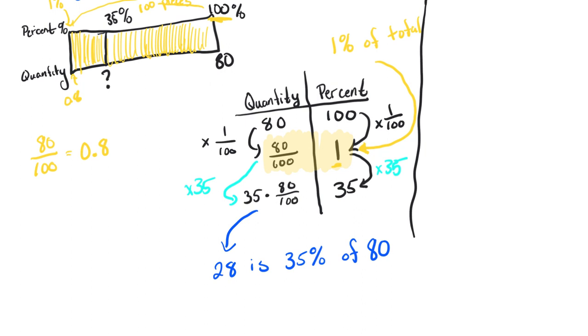Now, let's just go back up to our model really quick and show that again. So remember, we found 1%, which was 0.8, and then we wanted 35 of them. So we're going to take that 0.8 and we're going to multiply it times 35. And when I do that, I get 28. So I know that 28 is 35% of 80.